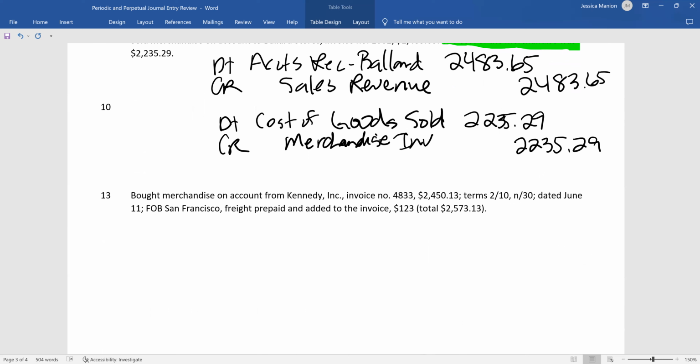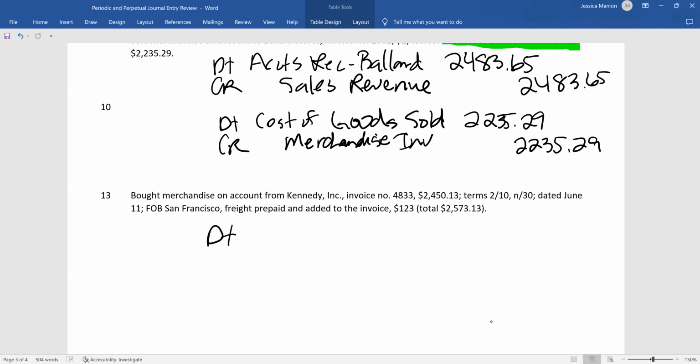So again, this means FOB shipping point. The shipping point is San Francisco. Freight prepaid and added to the invoice, 123. So the total is $2,573.13. So again, we do not use purchases. We do not use freight in. Perpetual inventory, we use merchandise inventory.